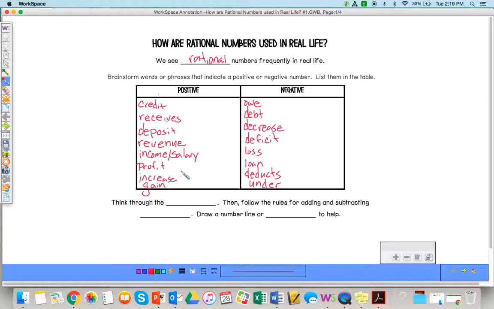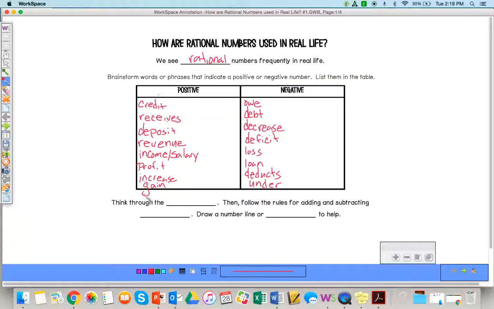Okay, so pretty much these words right here mean that somebody's giving you money, you're earning more money, you're taking more money in. These words over here mean that you're losing money, you have to pay somebody some money, or money is being taken from you.